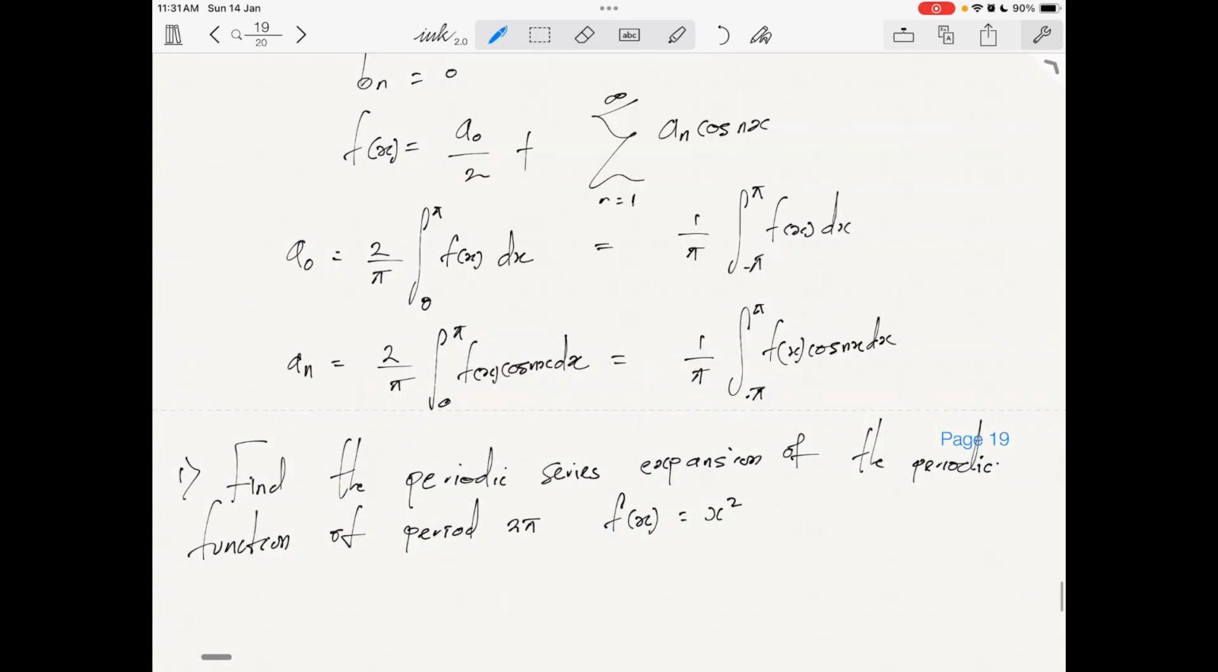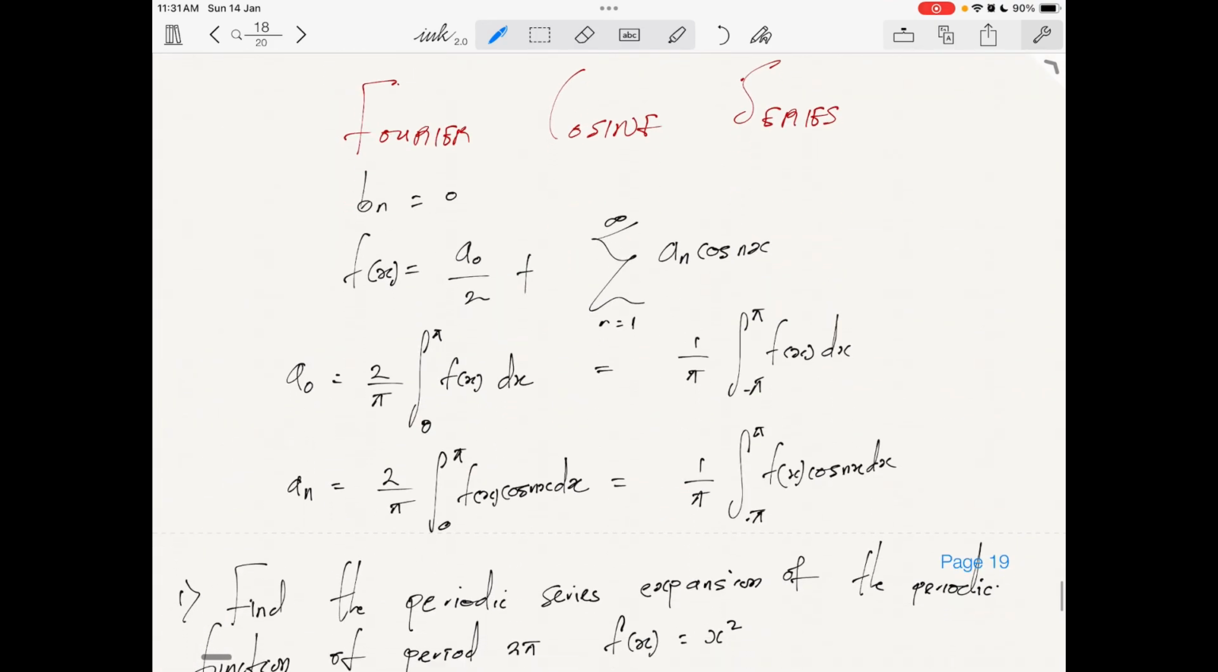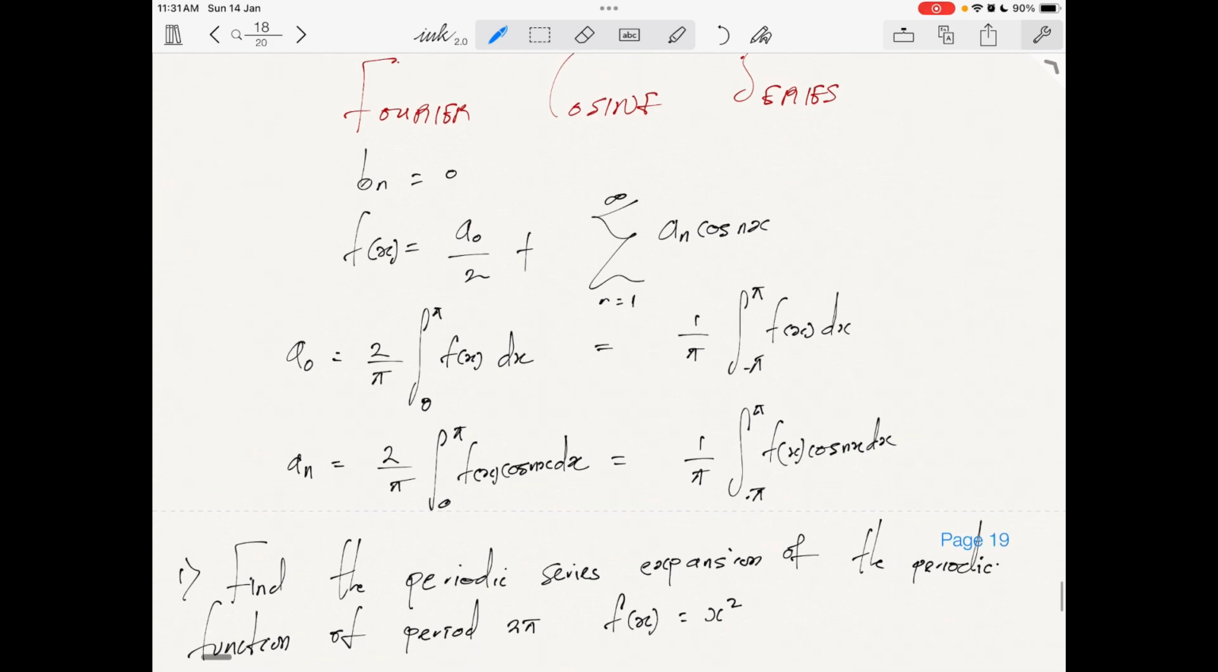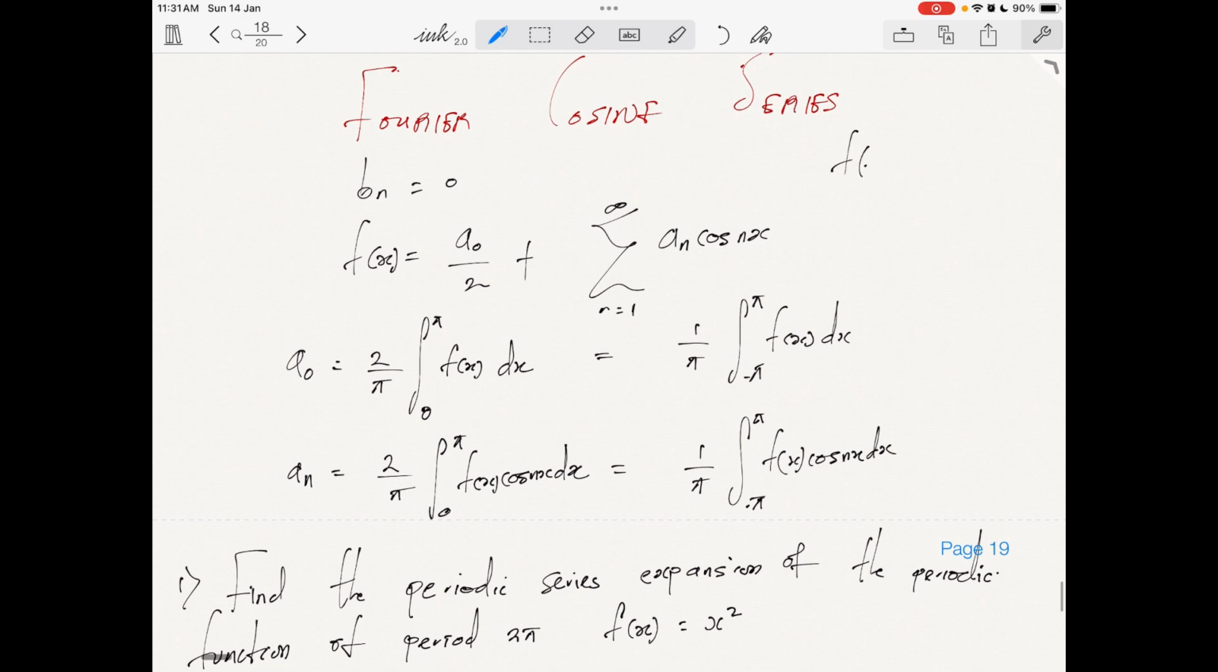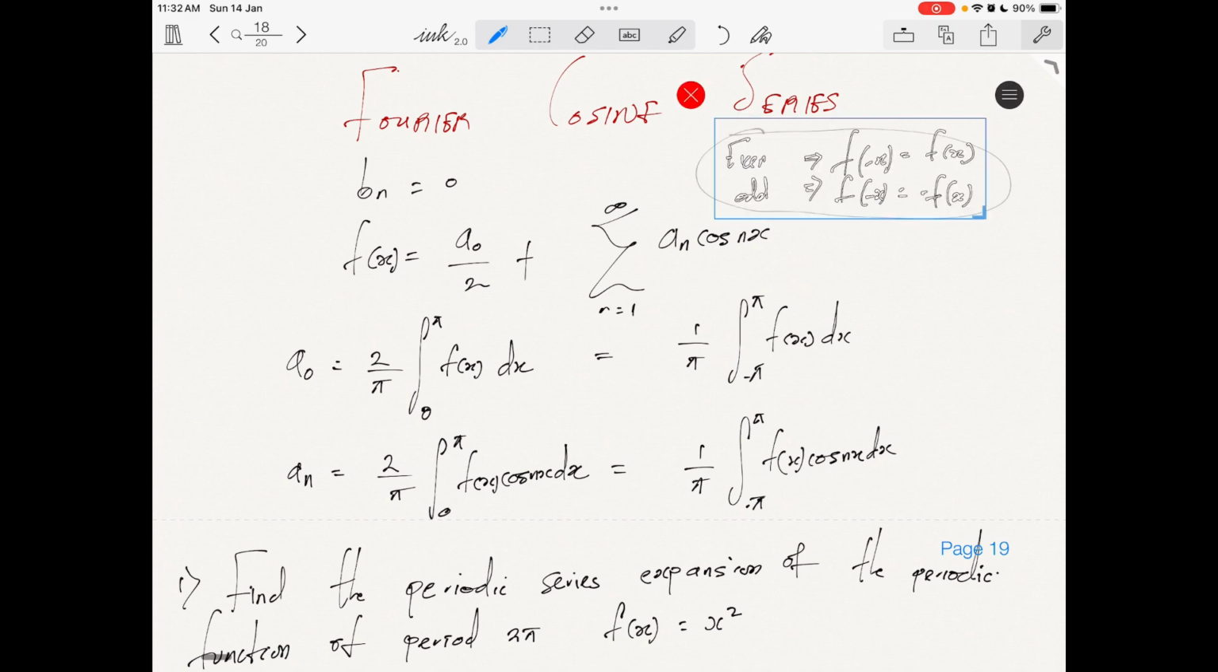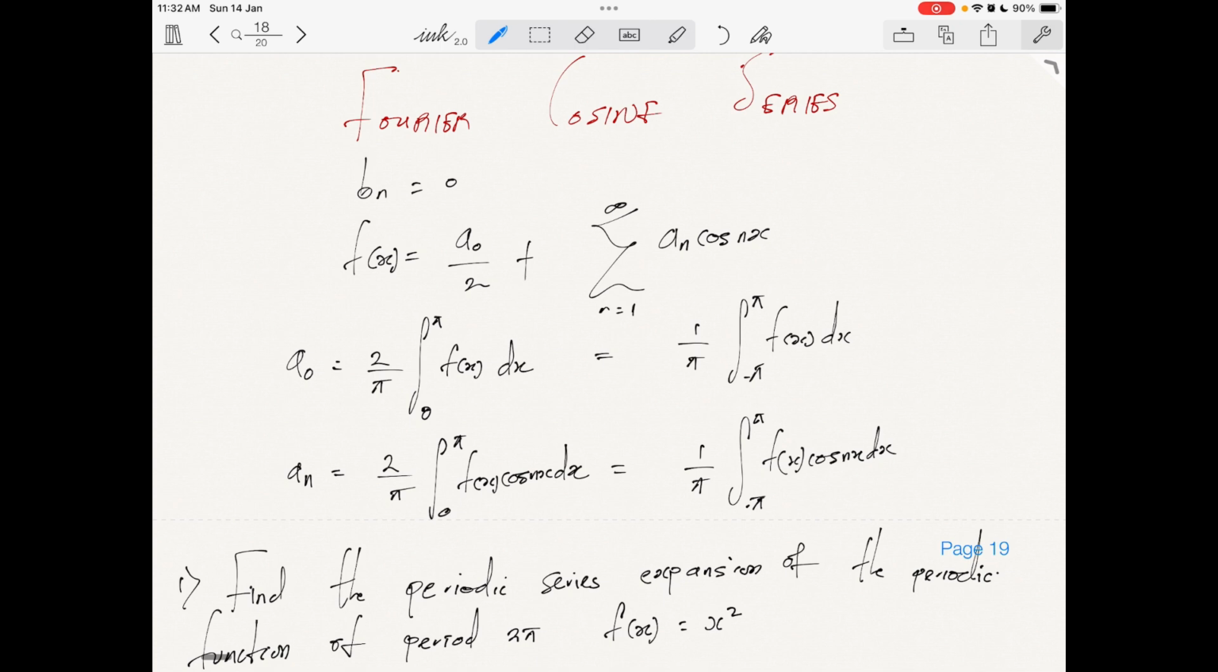In our last video, we talked about even and odd functions, where we evaluated that f of minus x is equal to f of x for an even function, and for an odd function f of minus x is equal to minus f of x. Now in this video we want to talk about Fourier cosine series, that means even functions.